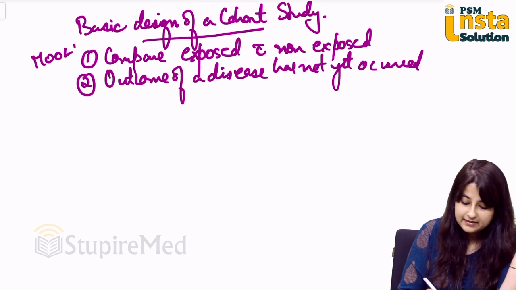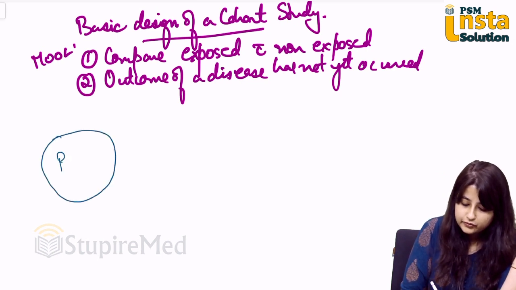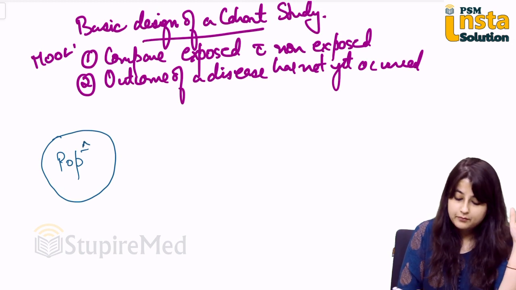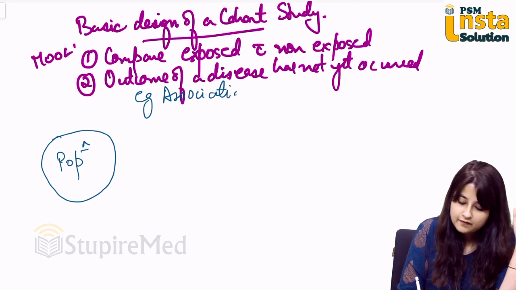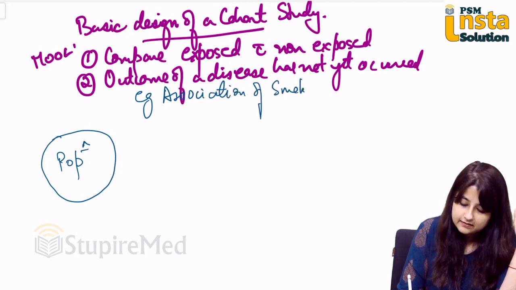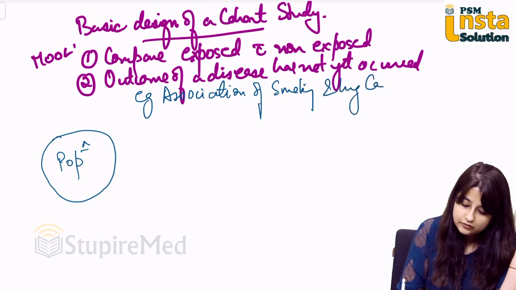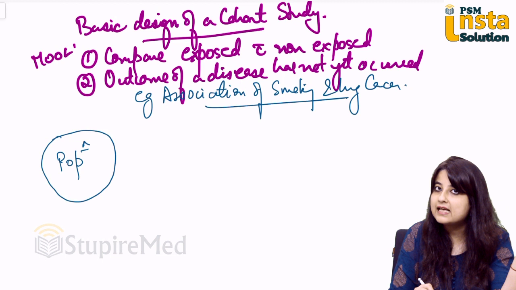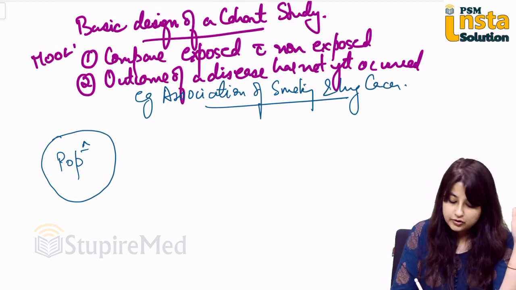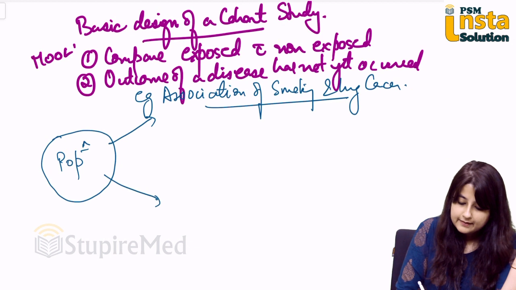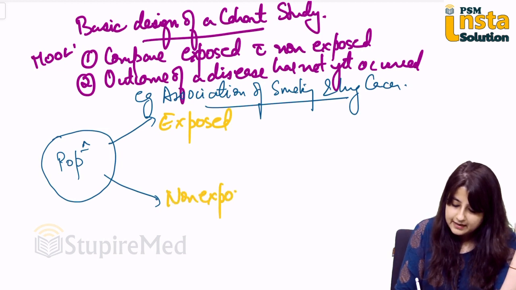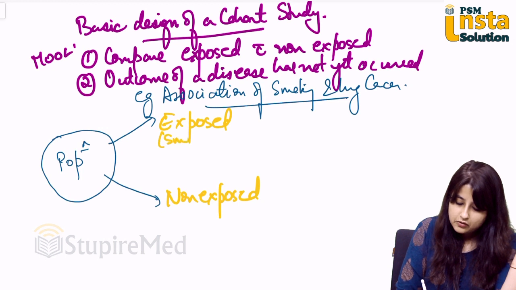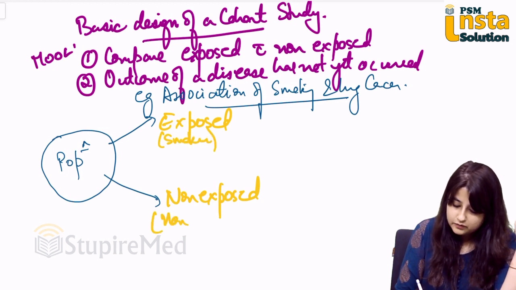So now let us look at the basic design. You have a population with you. Suppose you want to study, for example, the association of smoking and lung cancer. You want to study this association. So how will a cohort study design work for this? You have a population, you divide it into two groups. These groups are exposed and non-exposed. Exposed would be the smokers, and here it would be the non-smokers.